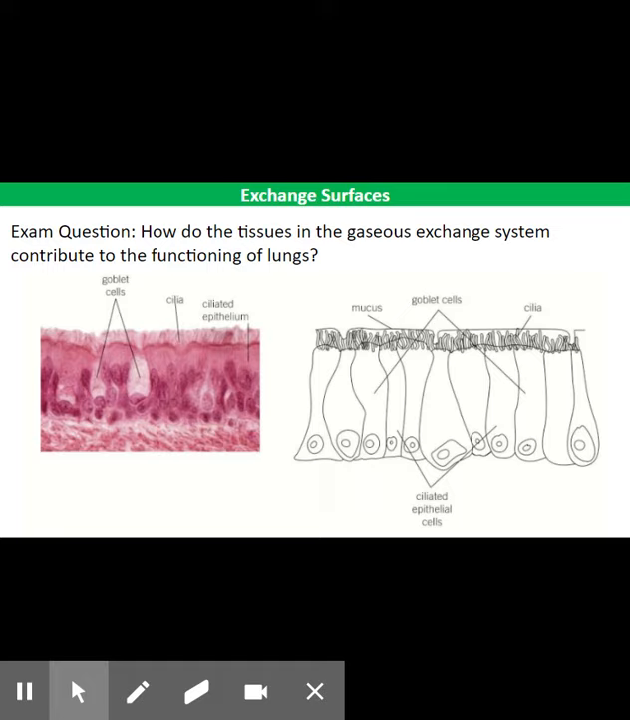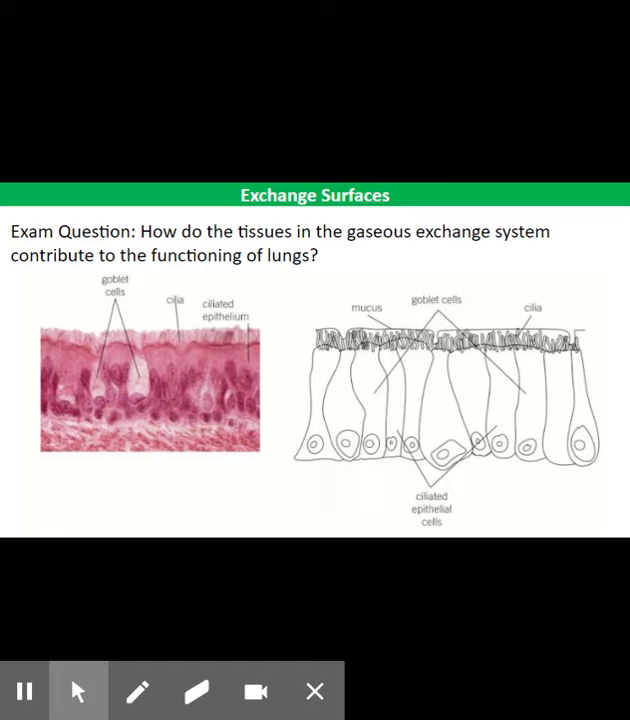different tissue types. The first is the goblet cells, and the goblet cells are also shown on the images on the slide. Goblet cells in the lining of the airways secrete mucus. And the mucus traps microorganisms and dust particles in the inhaled air, stopping them from reaching the alveoli.